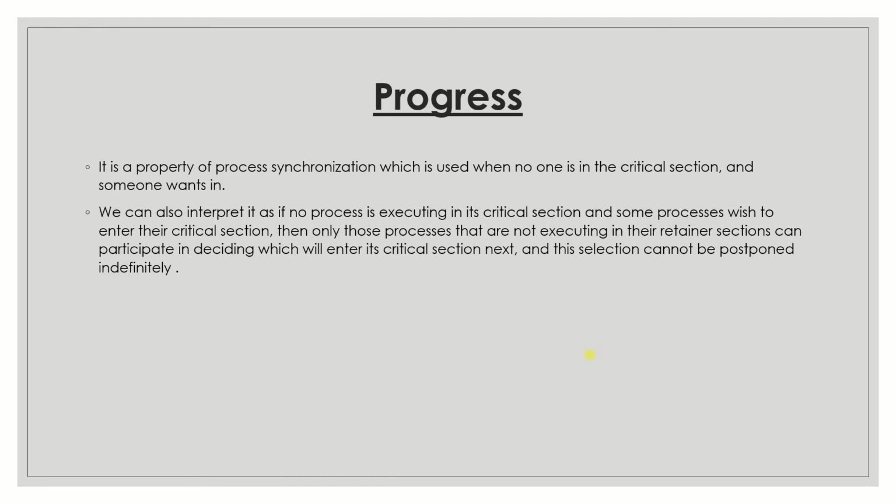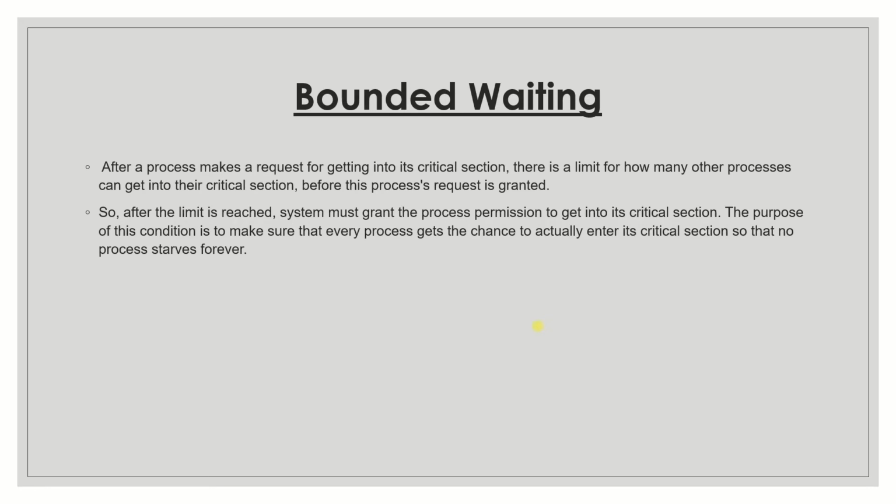And now let's see the third property. It's known as bounded waiting. So after a process makes a request for getting into its critical section, there's a limit for how many other processes can get into their critical section before the process's request is granted. So after the limit is reached, the system must grant the process permission to get into its critical section.